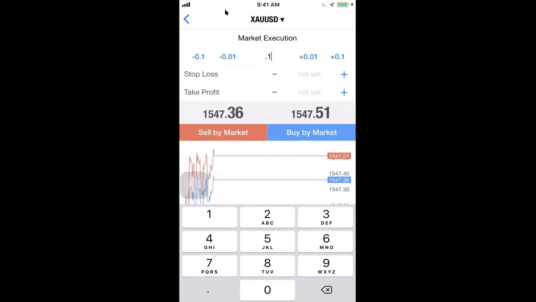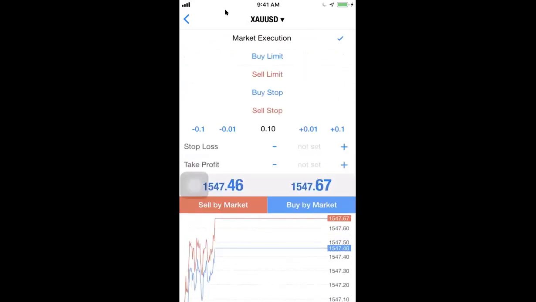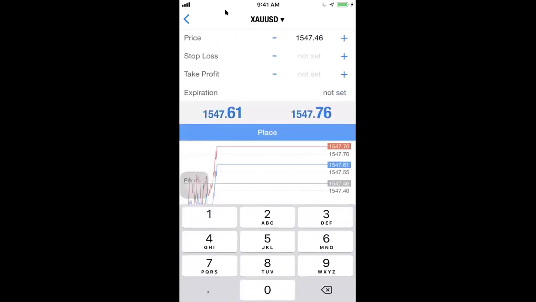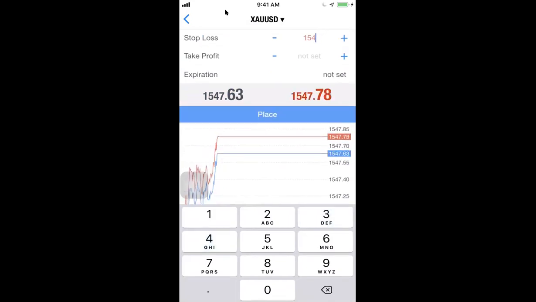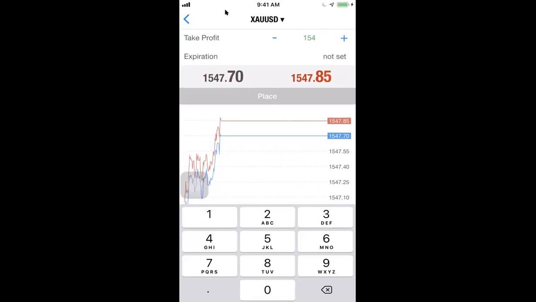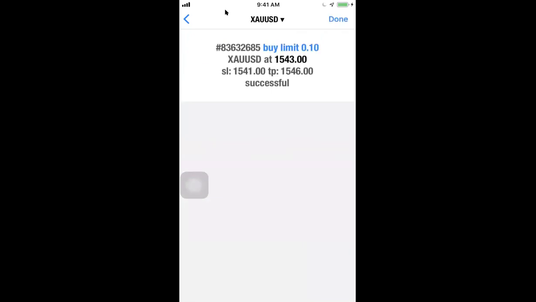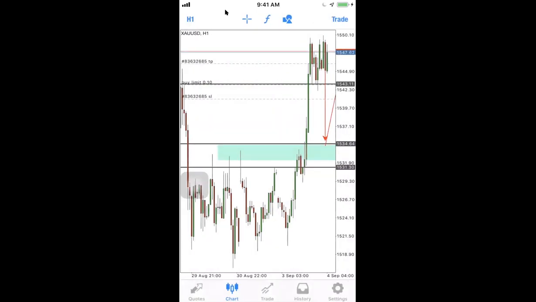And then you click on market execution, and look, you have the options here. You click buy limit, you enter the price you wanted to buy at. If anybody remembers what the price was? It's like 15 something. You say 15.43. Stop loss 15.41. Take profit, you say 15.46, right? And click place. Okay, we were way off, but you understand what I'm saying.